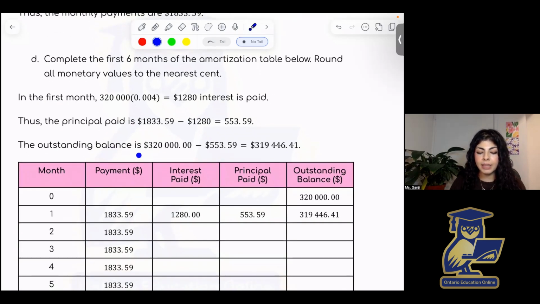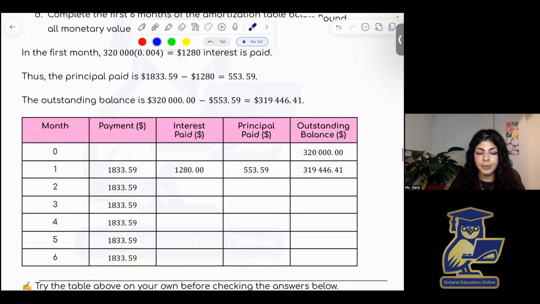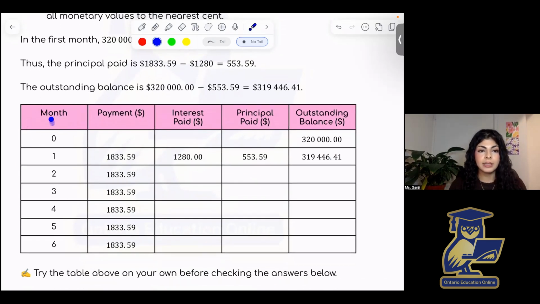So then the outstanding balance is just subtracting that, and we get $319,446.41. Remember, this is just our number of payments, or just the month. So this is after 1 month. The payment per month doesn't change. We just keep that. However, the interest paid and the principal paid will be different based on the outstanding balance. So remember, calculate based on the outstanding balance what the interest paid is. You have the interest rate, and subtract to get your principal paid.